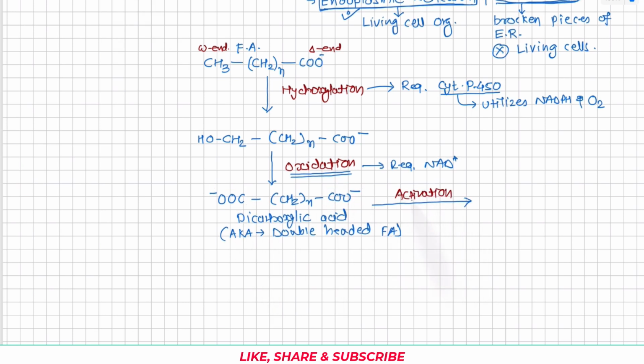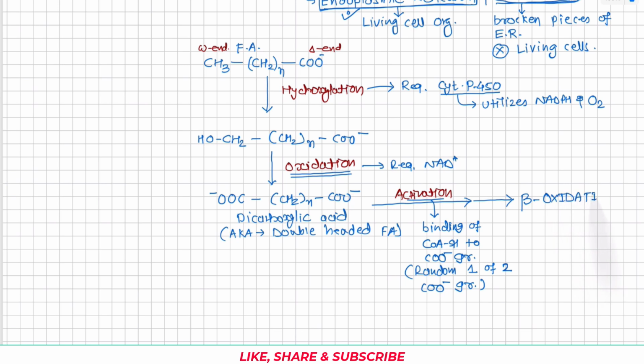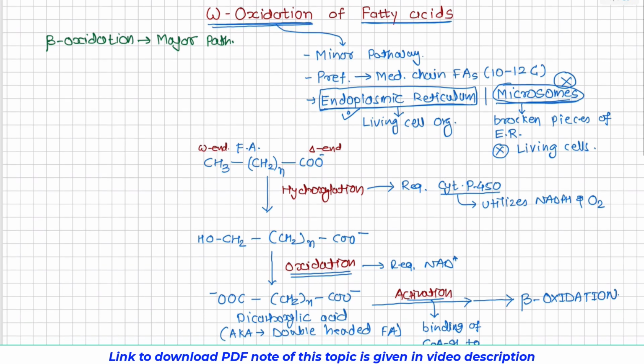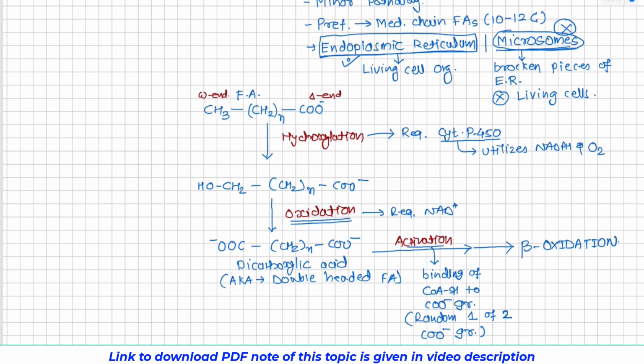Now next, this dicarboxylic acid undergoes activation. Recall that activation involves the binding of coenzyme A to the carboxylic group. Now since this compound has two carboxylic groups, which one binds with coenzyme A? Interestingly, coenzyme A binds randomly at any one of these two carboxylic groups. Once activation occurs, this activated compound can now easily enter beta oxidation and gets completely oxidized. This is how omega oxidation of fatty acid occurs, working alongside beta oxidation to complete the breakdown.